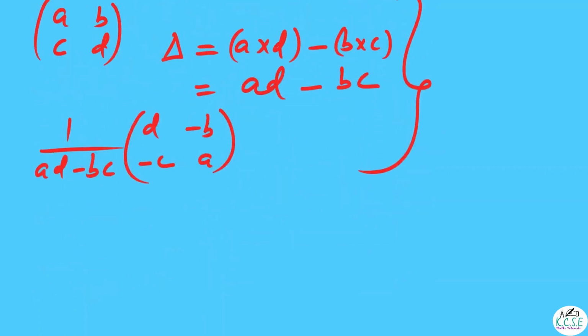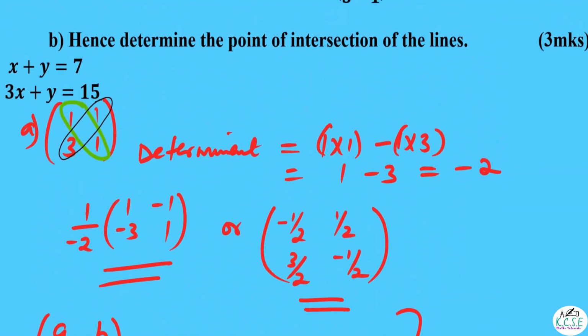Now that is the first part. The second part of the question is determining the point of intersection of the lines. Getting the point of intersection of those lines is simply getting the values of x and y, but in this case we're using the matrix method to do that. When you get the values of x and y, we write them in coordinate form, and that will be the point of intersection. So in simple terms, we are supposed to solve this simultaneous equation using the matrix method.